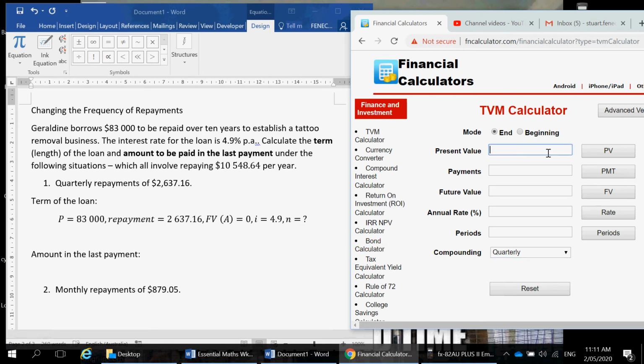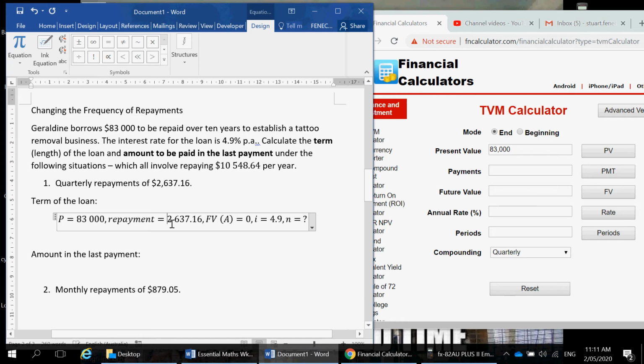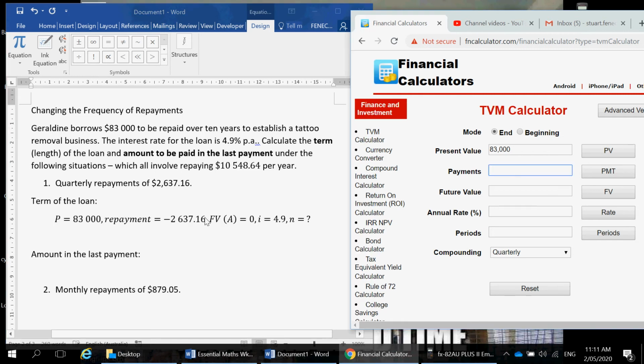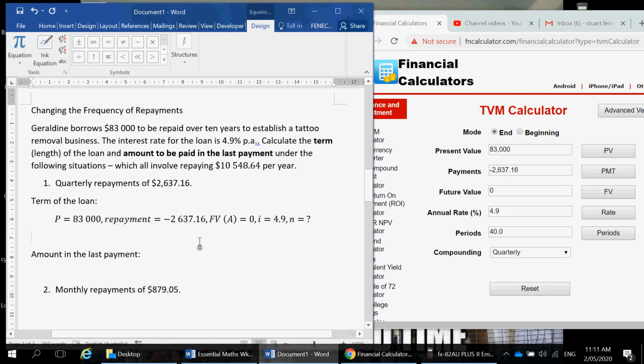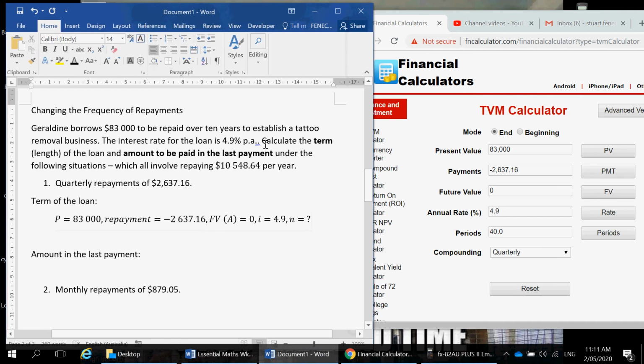Let's put in our information, $83,000. Oh, make sure the repayments are negative, it's money going away from you. Negative $2,637.16, future value of zero, interest rate 4.9%. We wanted to know N, the number of time periods. I click periods, and it says precisely 40.